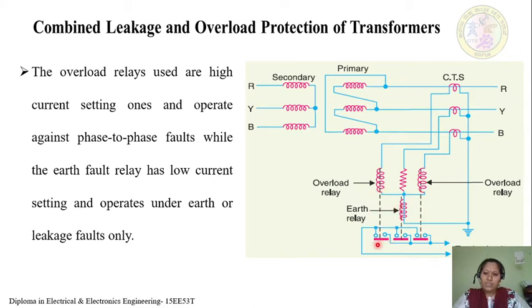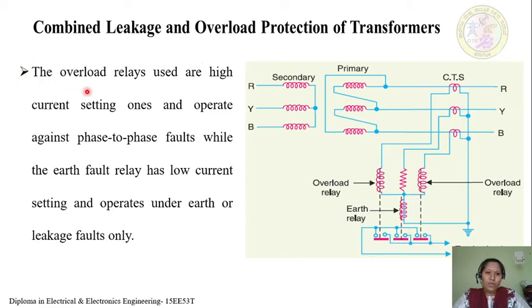The three switches are connected to the two overload relays and the earth leakage relay. These switches are connected in parallel, and this is connected to the trip circuit. The trip circuit will get energized when any of these three switches gets closed.